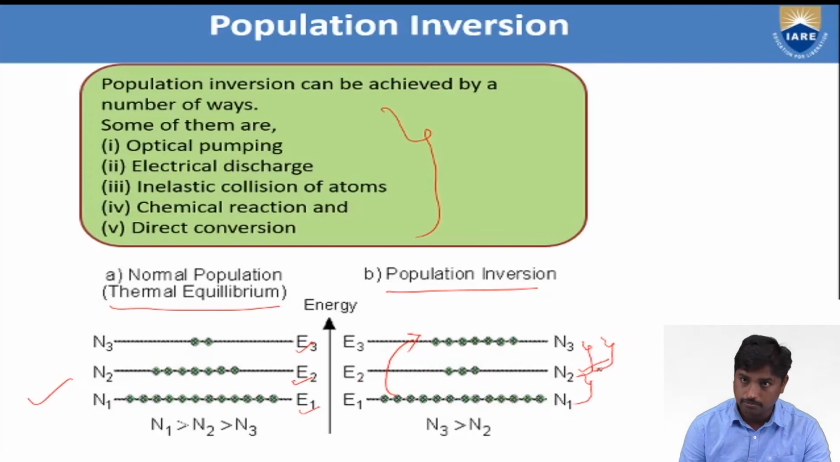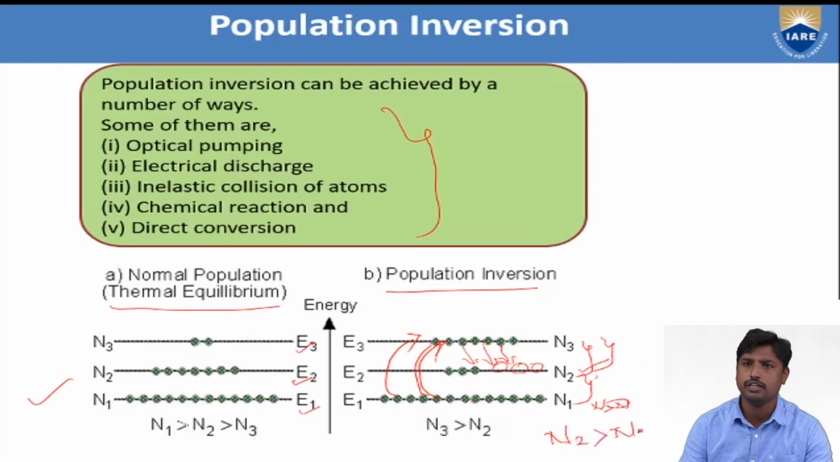Atoms spend maximum time in the metastable state N2 after de-excitation. Due to spending maximum time in the N2 state, the number of atoms goes on increasing. At the same time, using the pumping mechanism, we are sending particles to the higher energy state N3 or E3. So atoms are continuously decreasing in the lower state, and particles go on increasing in the E2 energy state. At a particular instant, we observe that N2 has more particles compared to N1. N2 is greater than N1.